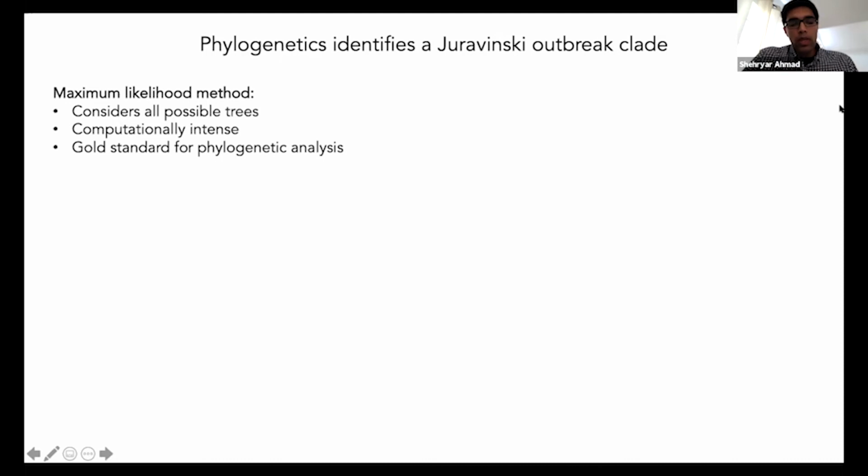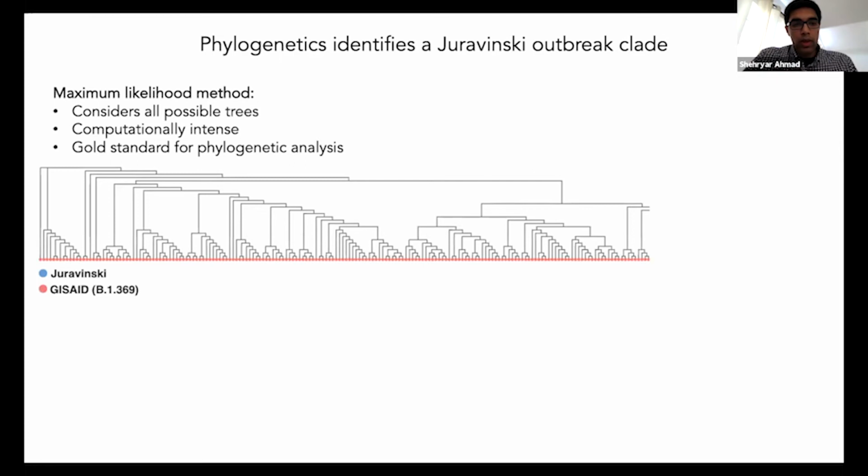So when we generated this phylogenetic tree, again, we used the GISAID sequences for the B.1.369 variant. And as you can see in red, they all cluster together very nicely.